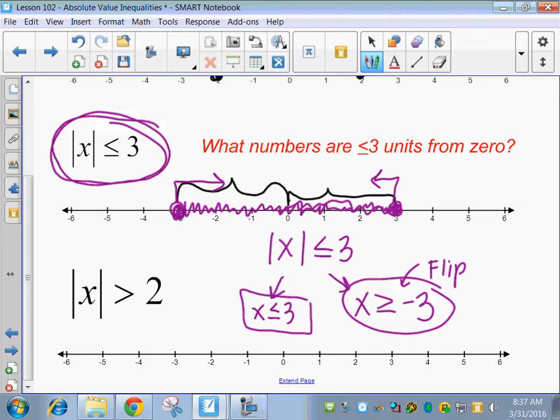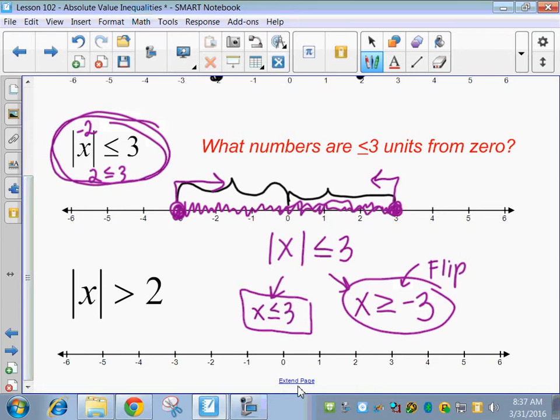Yeah, shade all the way. There's not really a break at all because 0 is an answer, okay? So why does this work? Again, if I plug negative 2 in, the absolute value of negative 2 is 2, and 2 is less than or equal to 3, okay?